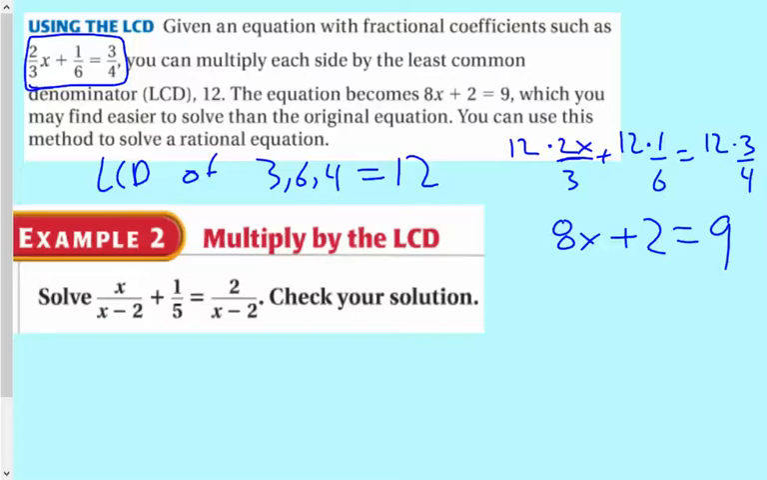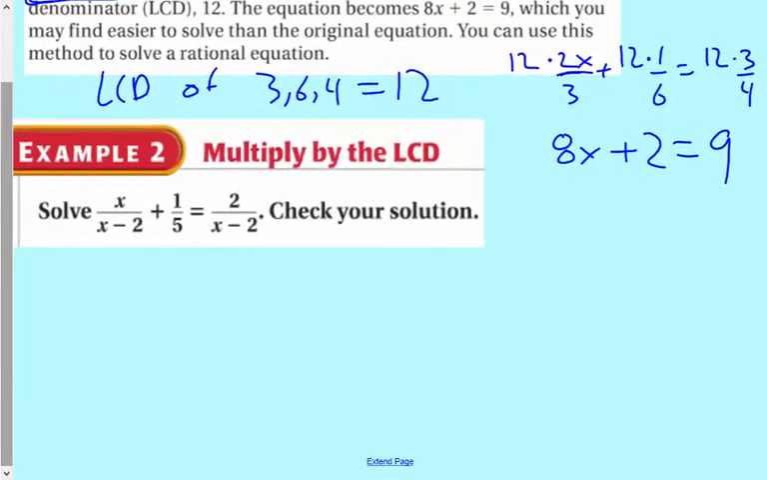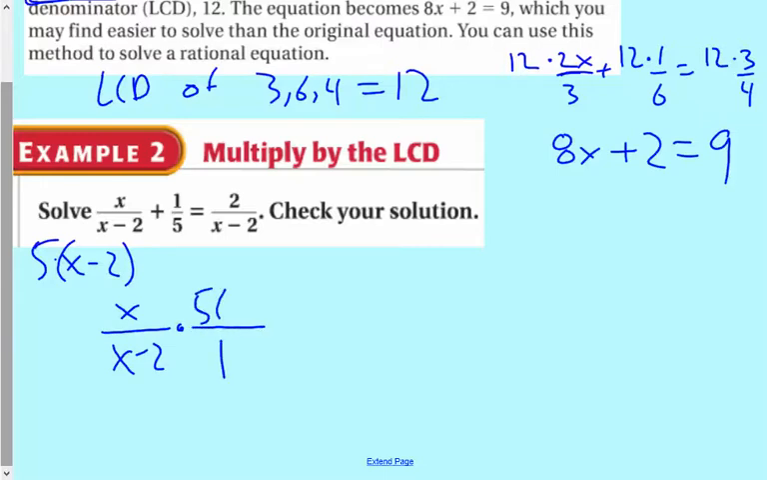So this is a really important technique. What you do is you find the LCD. The LCD of the 3 different fractions here: we have x minus 2 in common, and we have a 5, so it would be 5 times x minus 2. That's going to be the LCD. So you're going to take your equation and multiply it by 5 times x minus 2.